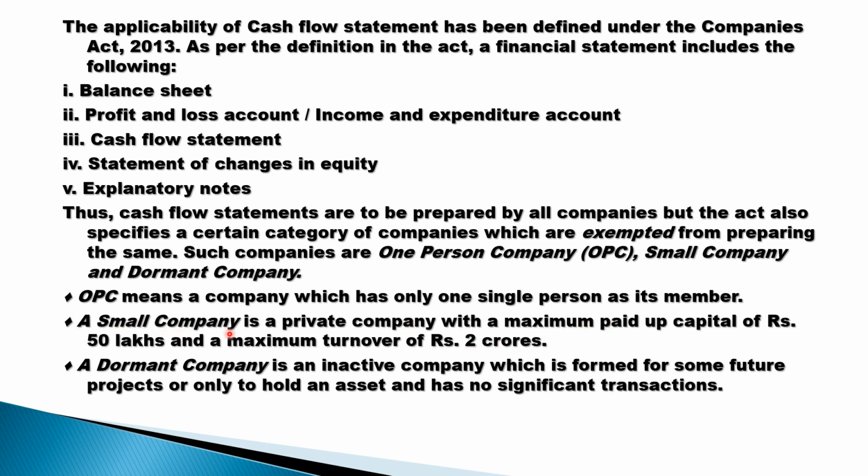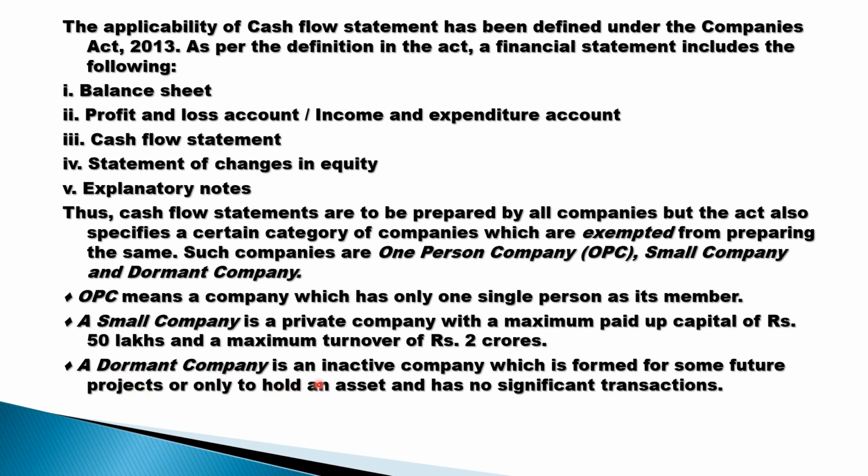A small company is a private company with a maximum paid up capital of 50 lakh and maximum turnover of 2 crores. So the capital should not be more than 50 lakh and the sales should not be more than 2 crore. Then it is called a small company.